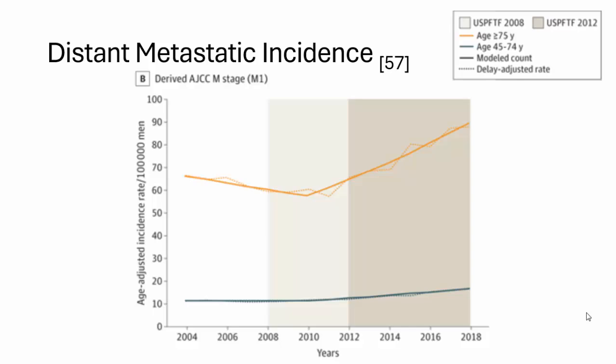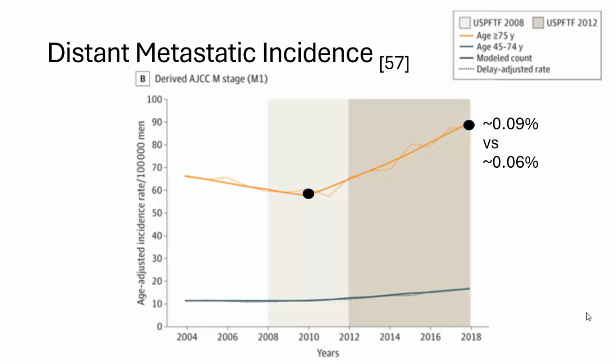Here we have the rates of M1 distant metastatic cancer. This is a little bit more pronounced as far as the incidence. But here too, there's a big difference between the two age groups. So under age 75, the line only very slightly goes up. For men above the age of 75, the rates of distant metastases does go up more significantly, at least on a relative basis. But there too, the absolute change over this time period is relatively small.